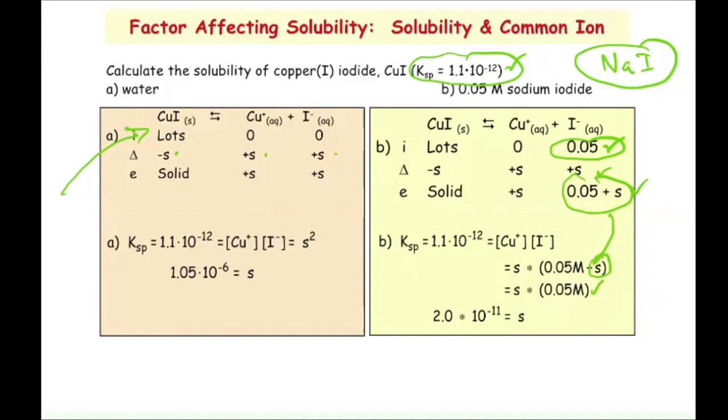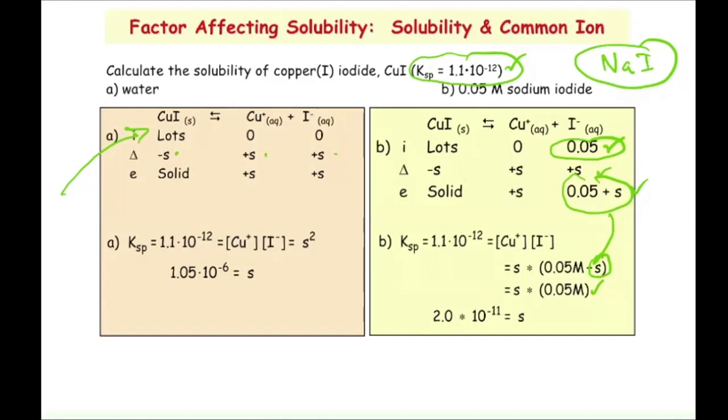That simplifies the math because now you don't have S squared. You just have 0.05 times S. And so if you take 1.1 times 10 to the minus 12 and divide by 0.05, then you get 2 times 10 to the minus 11. That's just S. So you can see how it simplifies the math because now you make that simplifying assumption, that S is very small compared to the initial amount that you have, and then you don't have to worry about that term.